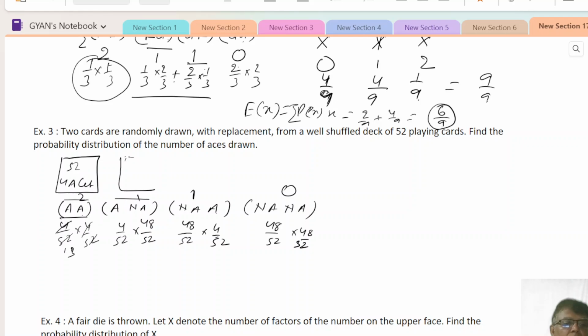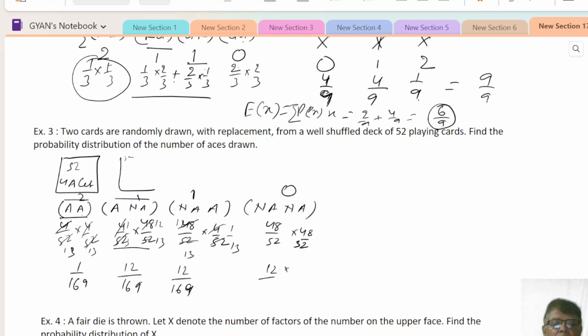Here 4 by 52 is 1 by 13, so 1 by 13 into 1 by 13 is 1 by 169. This is the probability. Here what will the probability be? 1 by 13 and 12 by 13, so 12 by 169. And the next one, 12 by 13 into 1 by 13, that is 12 by 169. And here 12 by 13 into 12 by 13.